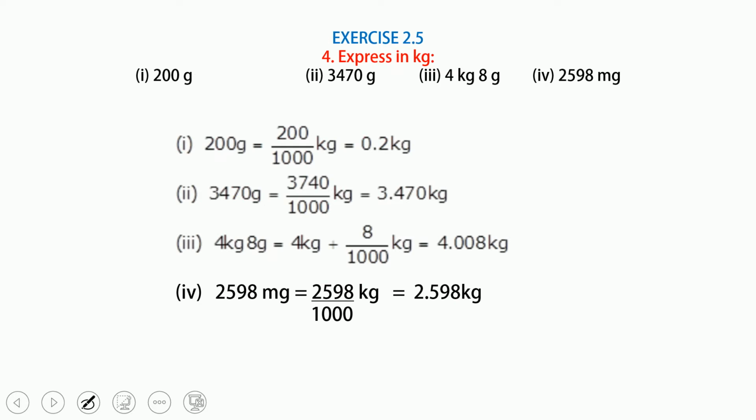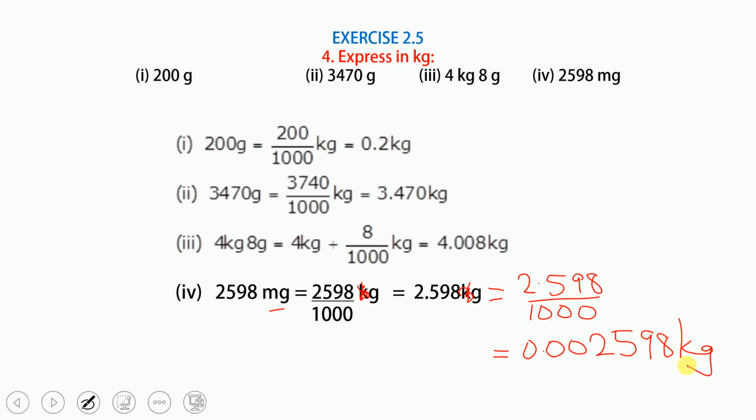Here the last sum is of a gram, milligram actually. There is a mistake here, so it becomes gram. It is 2.598 upon again 1000. So the answer will be 0.02598, that much kilogram. It will come like this. The rest of the things you can do like this.